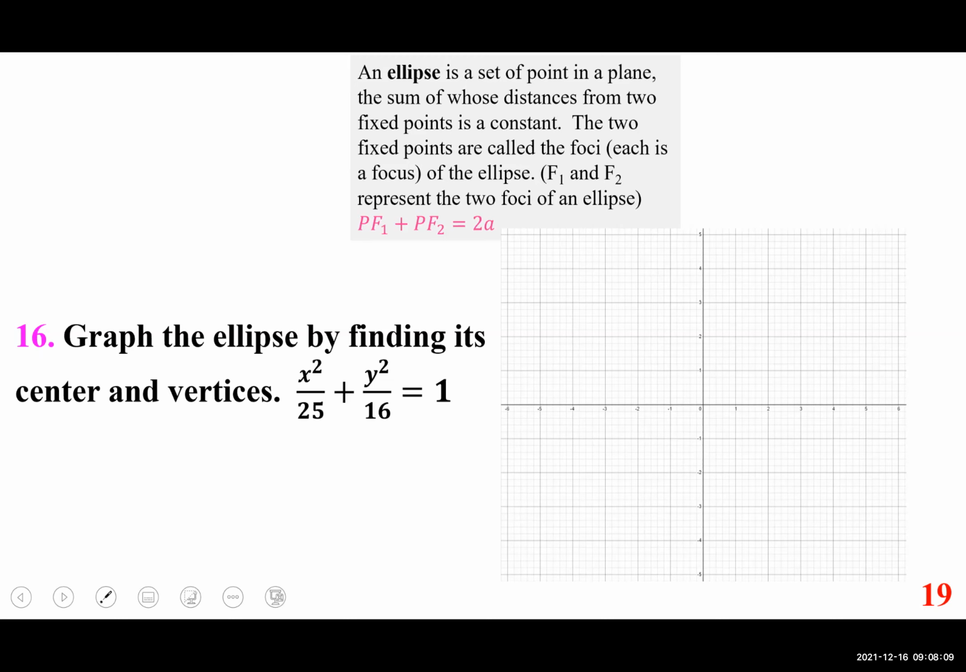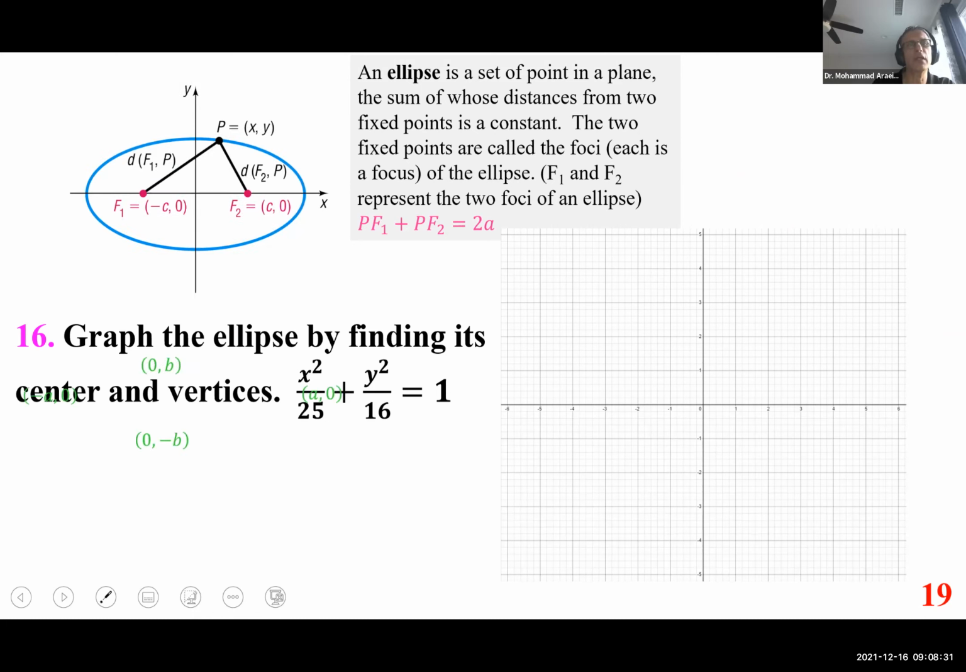An ellipse is a set of points in a plane, the sum of whose distance from two fixed points is a constant. The two fixed points are called the foci. Foci, yes. Each is a focus. Of the ellipse, F1 and F2 represent the two foci of an ellipse. PF1 plus PF2 equals 2a.